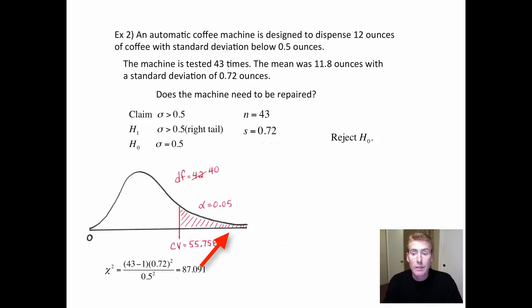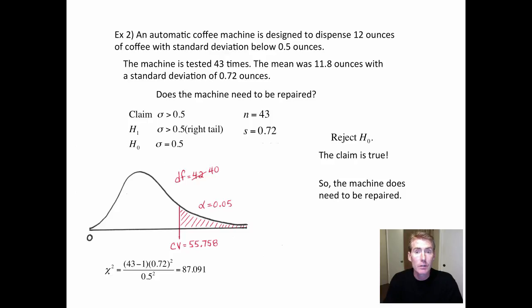So once again, we did prove something. So reject that it equals 0.5, which means that it's actually past. So the 0.72 is proving, yes, it's definitely past 0.5. So the claim is true. It's gone past what it's supposed to. So the machine does need to be repaired.